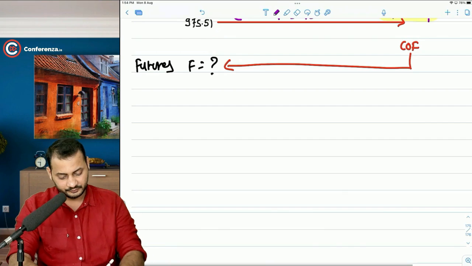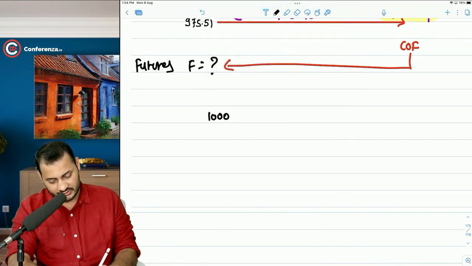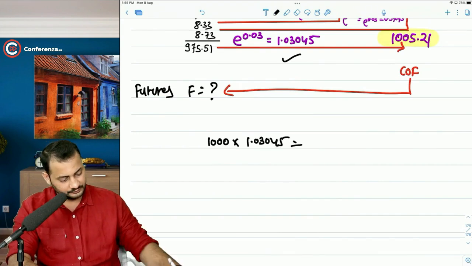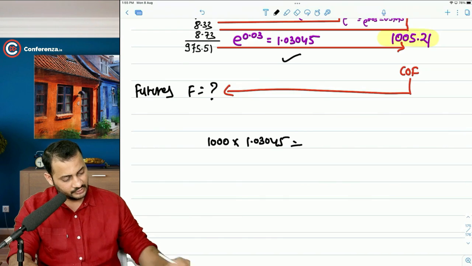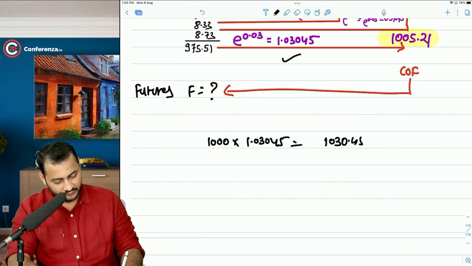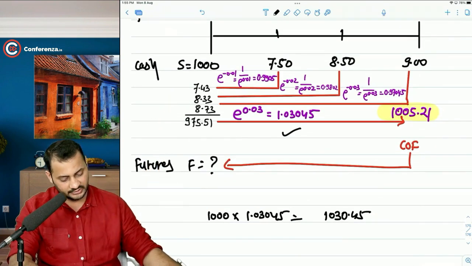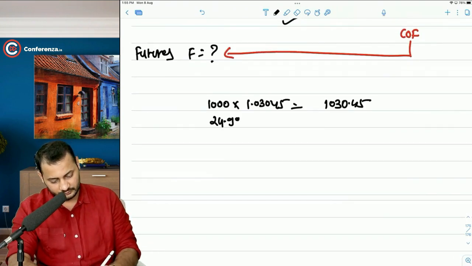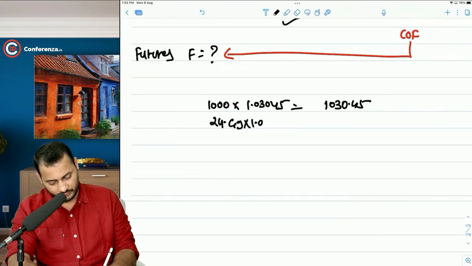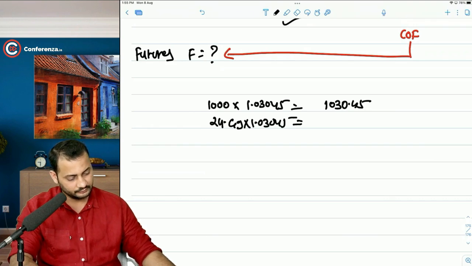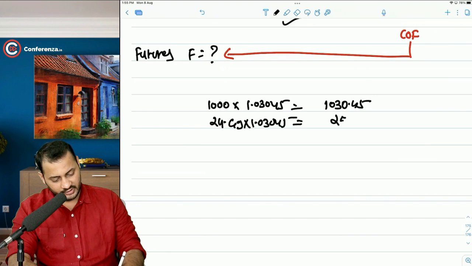Let me show you one thing. 1000 rupees multiplied by this figure 1.03045 goes to 1030.45, right? And then you received a dividend. Just make the total of these dividends, 24.49, into 1.03045. You also take it to the 3 months end. So tell me one thing, 25.36.